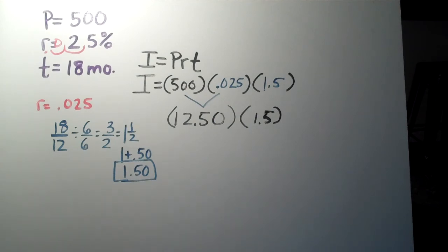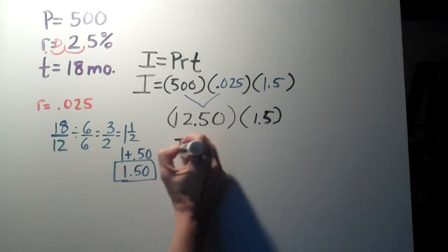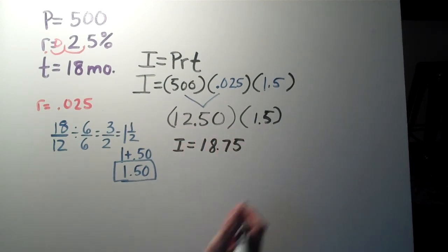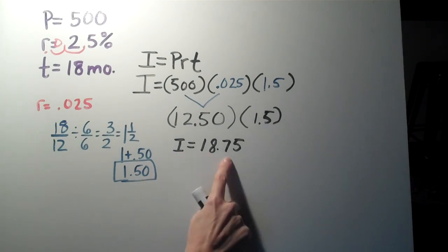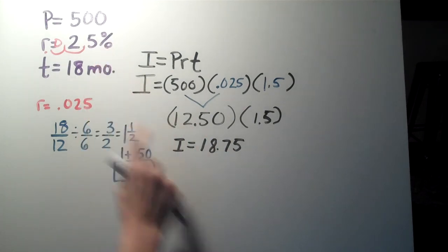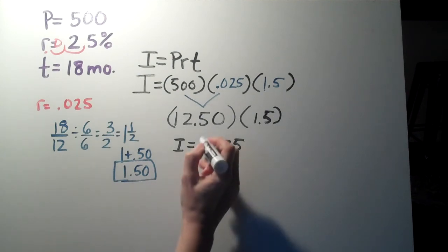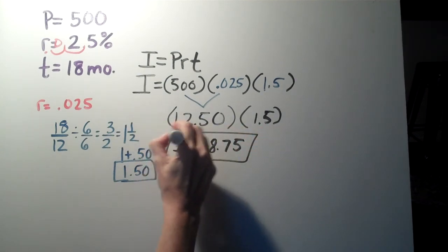And my number there is I is equal to 18.75 as my final interest. So then that's telling me the interest on $500 after 18 months at 2.5% is $18.75. Okay, and so that would be my final answer.